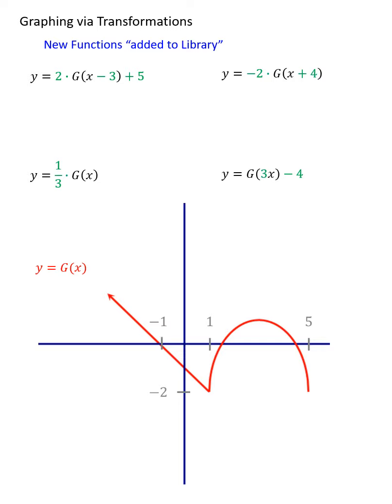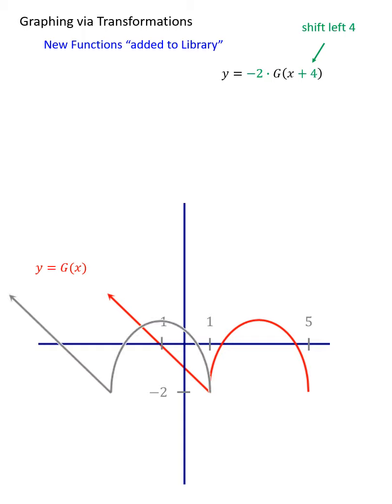So for the sake of argument, let's add g of x to our library. We now have 5 functions in our library, the 4 we've been working with, and this new weird-looking function. And let's focus our attention on this particular problem here. Okay, we have one transformation inside the function, the 4 being added to x. That's going to be a leftward shift of 4 spaces, as we know. So that's going to bring the graph over here, as you see in gray.